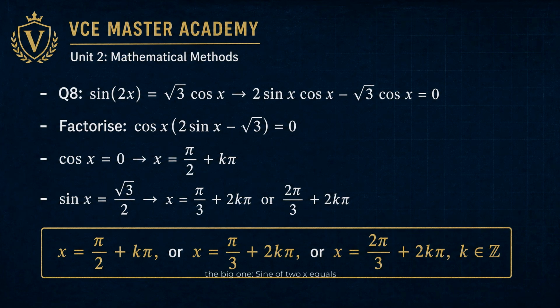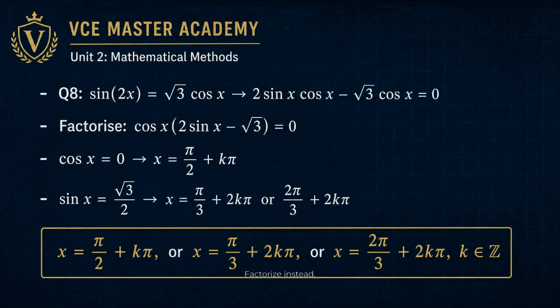And question 8, the big one. Sine of 2x equals root 3 cos x. Use the identity. 2 sine x cos x equals root 3 cos x. Now, be honest. Did you divide by cos x? If you did, go back. You lost a whole family.